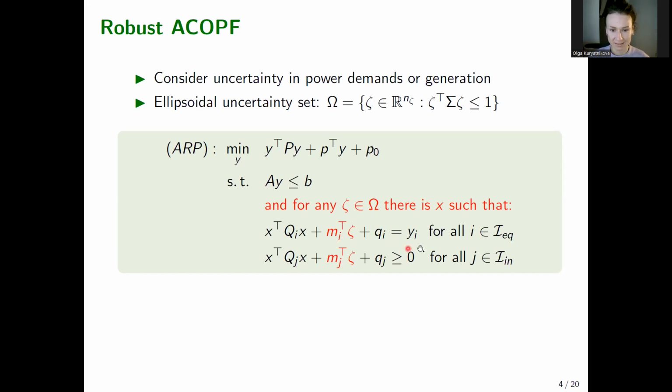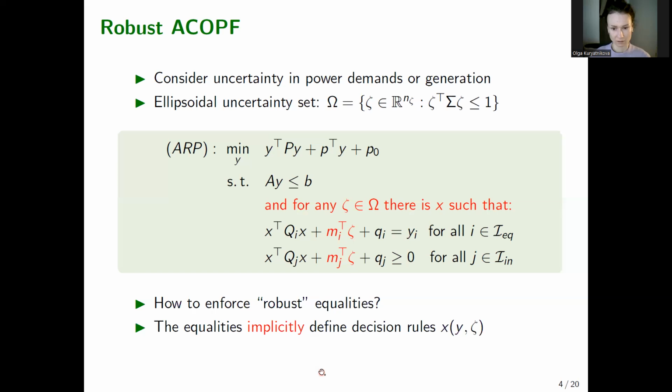So the two-stage nature is reflected in the fact that I say the following. I need to find my control variables such that for any realization of the uncertainty, there exists the second stage variable, so my state variable, such that my AC power flow equations hold. So it solves my AC power flow equations for the given realization of the uncertainty, and my bounds hold. And we're lucky in the sense that the uncertainty here is incorporated in a linear way. We could still do the same stuff if it was incorporated differently, but this makes the problem a bit simpler.